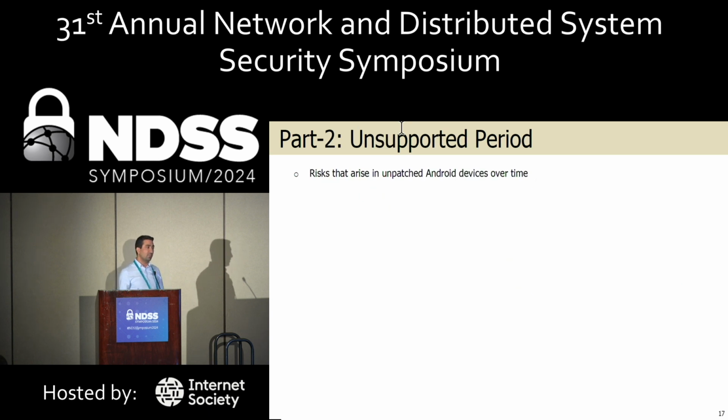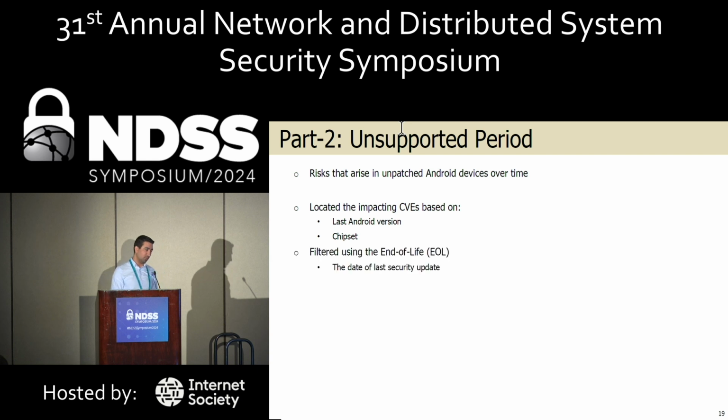So far, we looked at the security update behavior of OEMs during the supported period of these devices. However, these devices stop receiving security updates after a few years. And in this part, we wanted to analyze the risks that arise in unpatched Android devices over time during the unsupported period. For the analysis, we mapped the CVEs to the devices using the last Android version as well as the chipset information. And we filtered the CVEs published before end of life of the devices. For the end of life information, we used the date of the last security update of the devices.